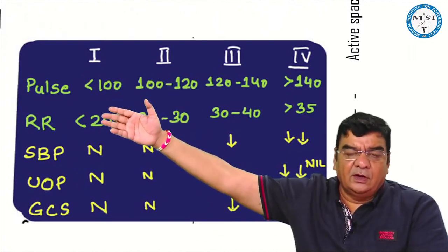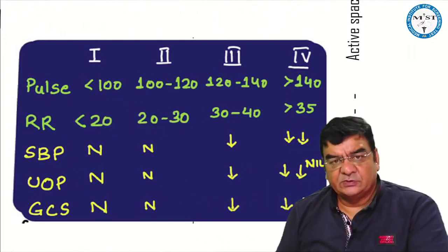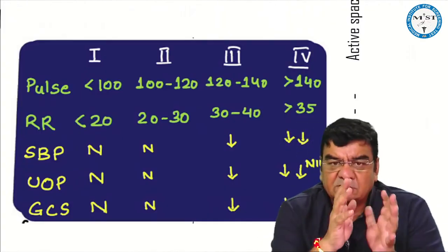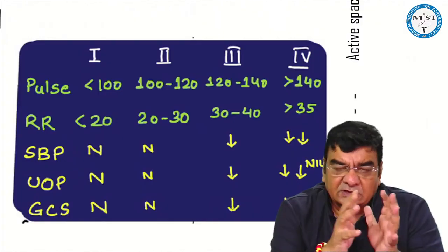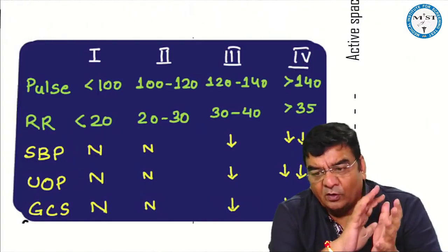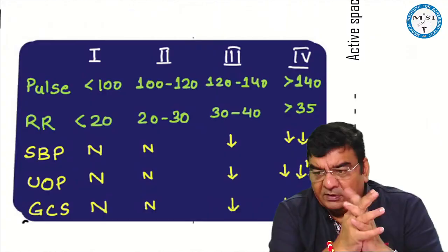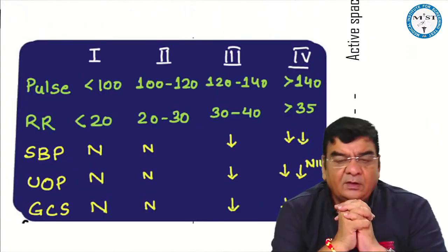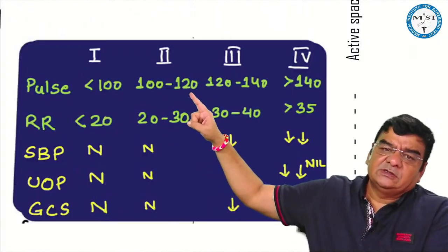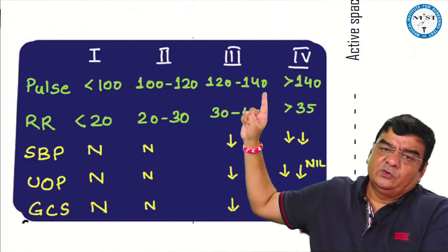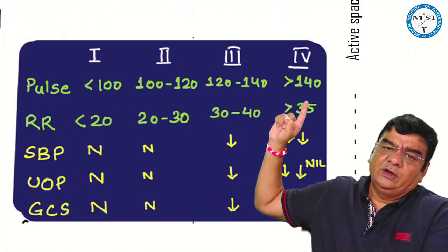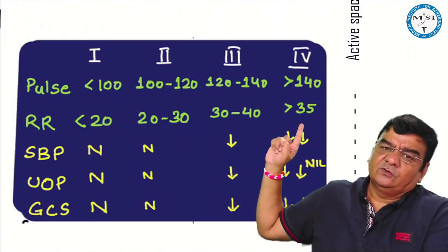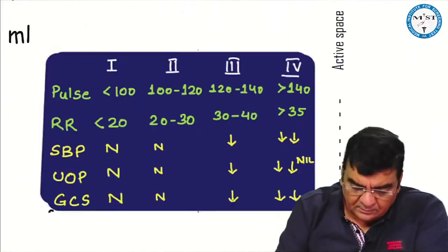We can assess the pulse rate and the respiratory rate as well. Class 1 blood loss, where the blood loss is just 0 to 15%, less than 750 ml, may not affect the parameters. Pulse rate may be less than 100, respiratory rate may be less than 20 per minute. But in class 2 blood loss, pulse rate will rise to 100 to 120, class 3 120 to 140, class 4 more than 140. Respiratory rate in class 2 is 20 to 30, class 3 30 to 40, and class 4 more than 35.